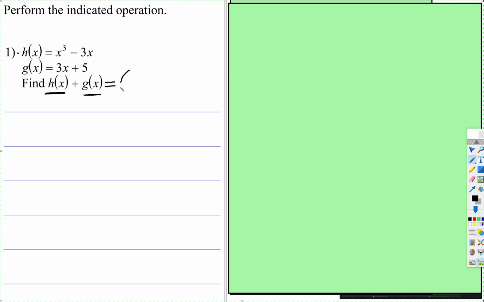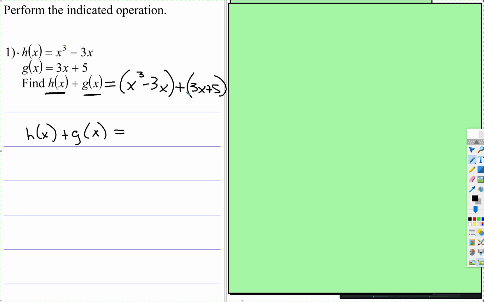Here we have a function h added to a function g. So you just bring down the h function, x cubed, subtract 3x, and you add the g function, 3x plus 5. Notice these are two separate functions. We're going to bring down the notation each time. Very important, people. Now what you're going to look for, and we want to keep things in standard form, meaning the highest degree will be put in that order.